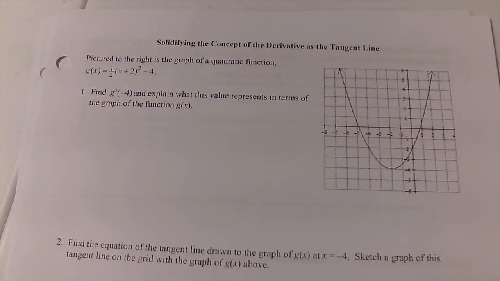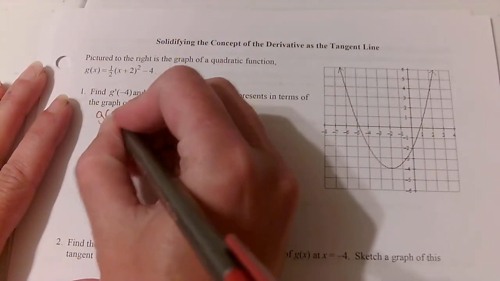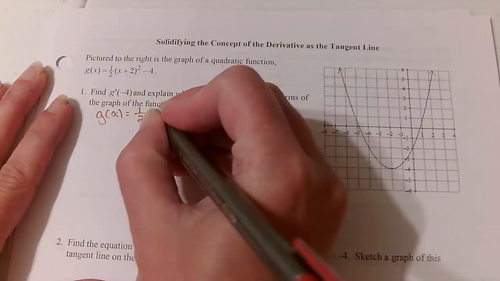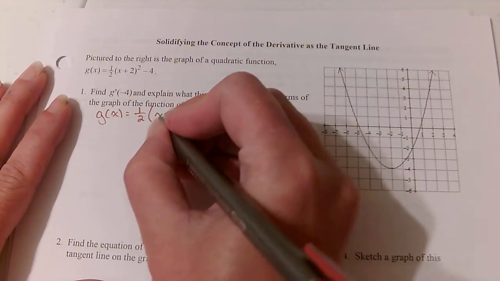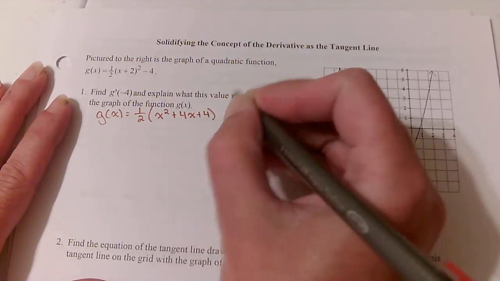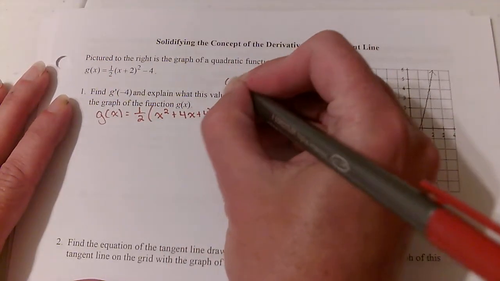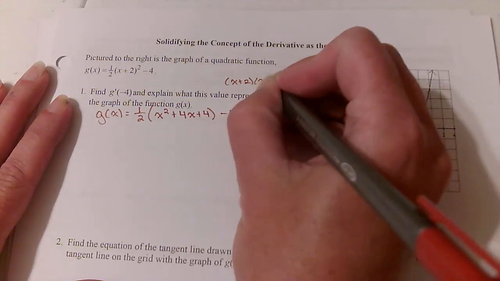So the first thing I need to do is take the derivative. Well, I can't take the derivative of that unless we do some rearranging. So g of x equals 1/2 of x plus 2 squared. So that means I can rewrite it as 1/2 of, well, that would be x squared plus 4x plus 4 minus 4. And if you don't remember how I got that, that's x plus 2 times x plus 2.